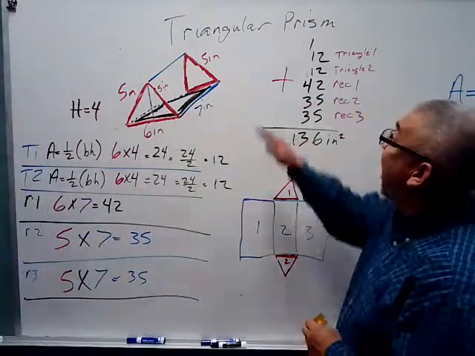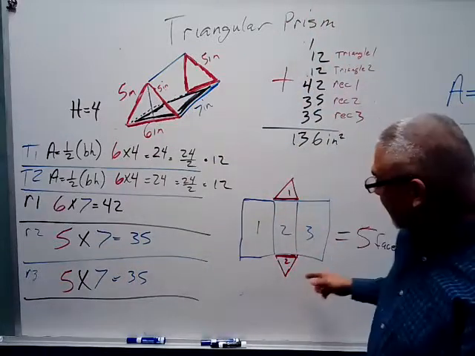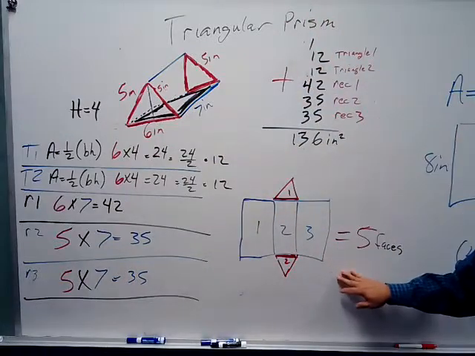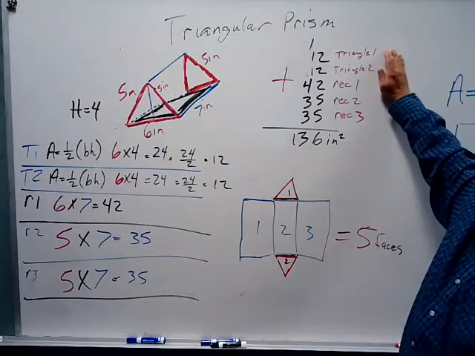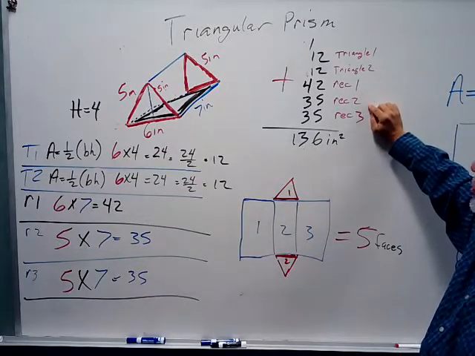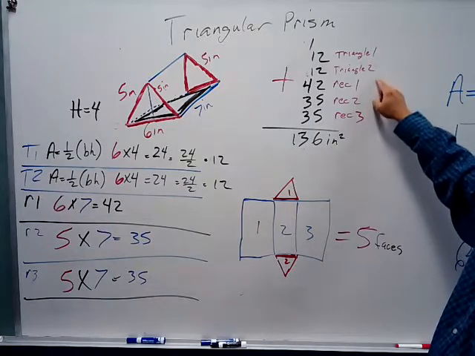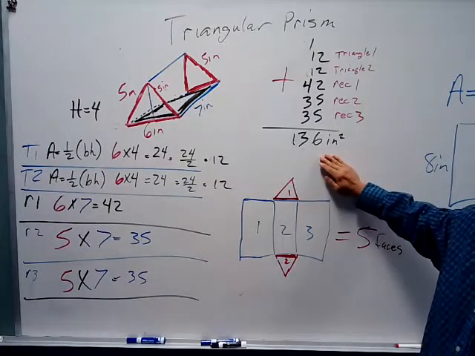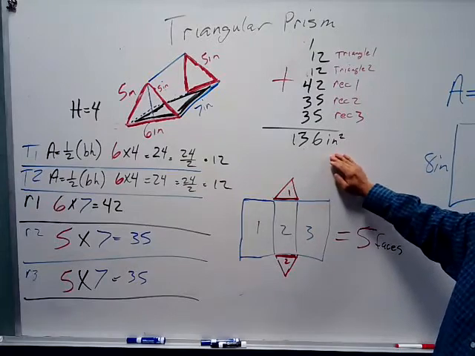The next stage is adding up all how many faces? All 5 faces that we're talking about. There's triangle 1, triangle 2, rectangle 1, rectangle 2, rectangle 3. We add all those up, we get 136 in to the itty bitty 2.